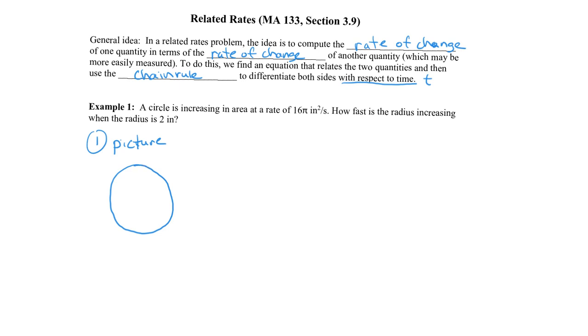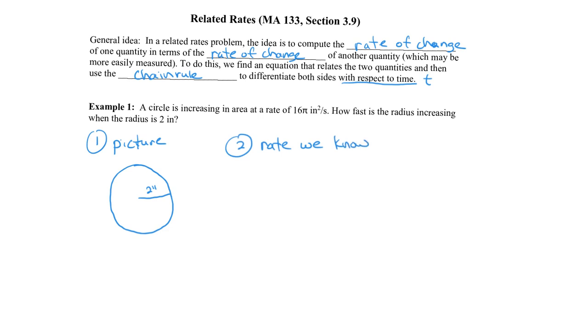So we've got the circle. It says how fast is the radius increasing when the radius is 2 inches. I know this is not the greatest circle ever. But okay, so we've got a radius of 2 inches. So step 1, we draw a picture. Step 2, I always look for the rate we know. They're going to give us some rate of change typically. So let's look for the rate we know.